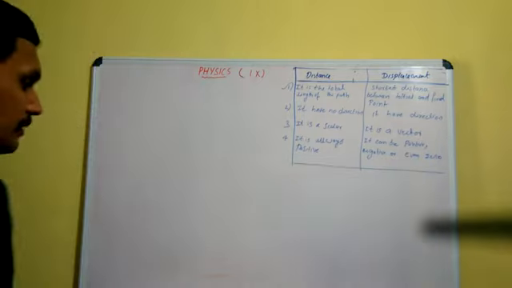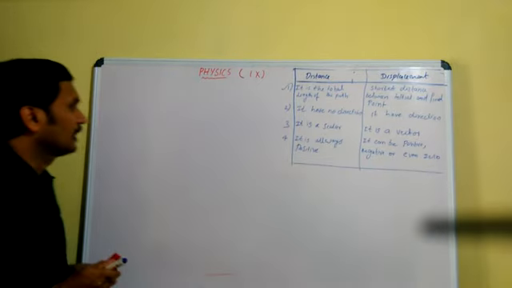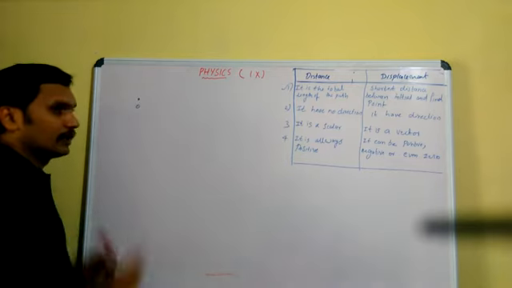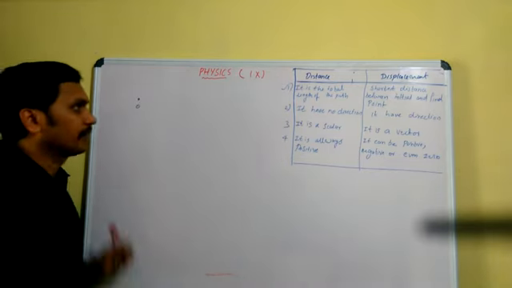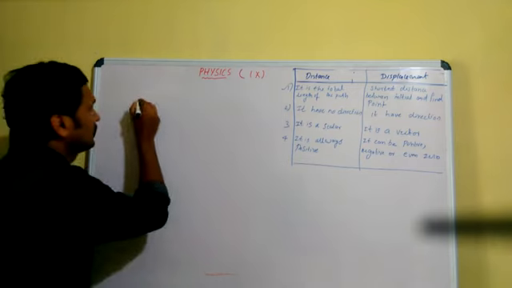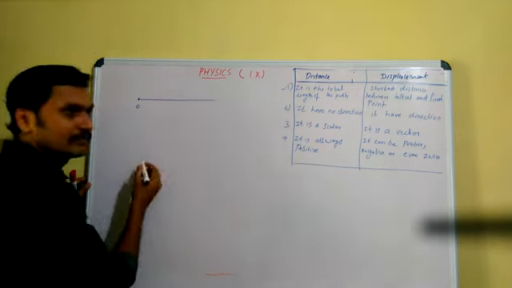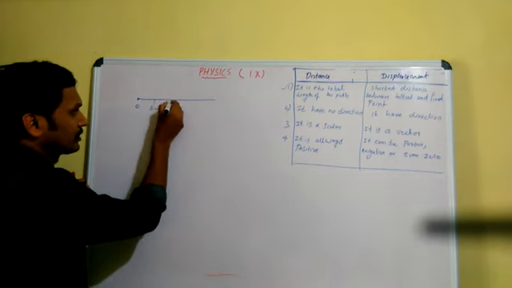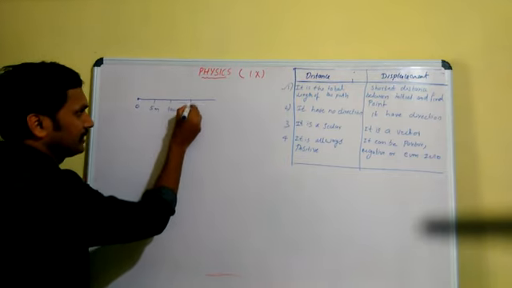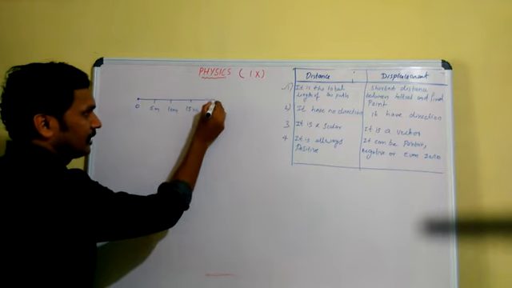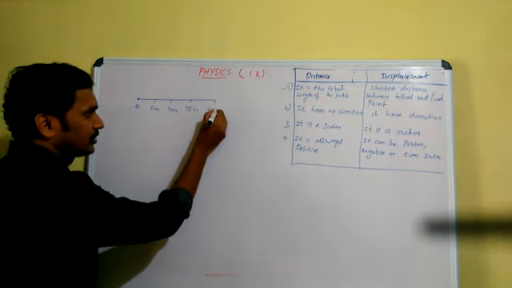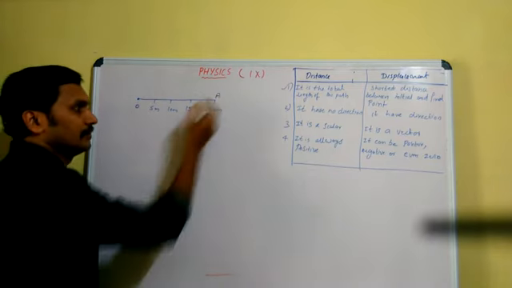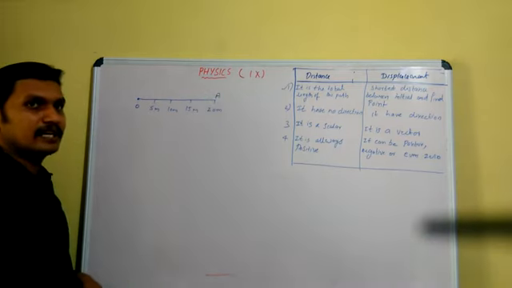Suppose you have an object in motion which starts its motion from the point O and is moving through a straight line like this. After 1 second, it covers 5 meter, 2 seconds, 10 meter, 3 seconds, 15 meter, and after 4 seconds, it reached 20 meter away from the starting point. It reached a point A. Now see the different situations.